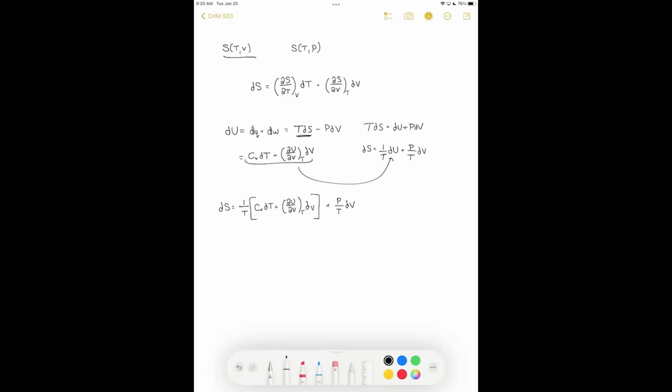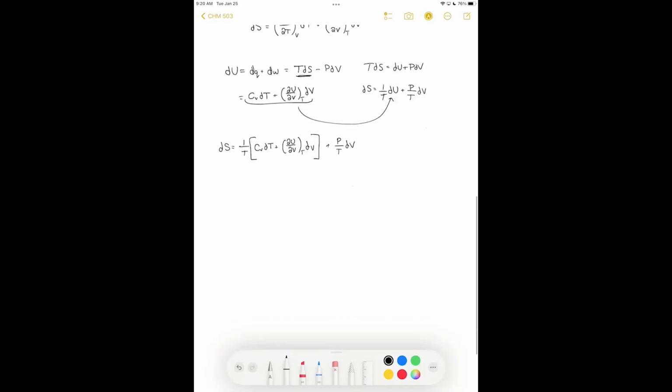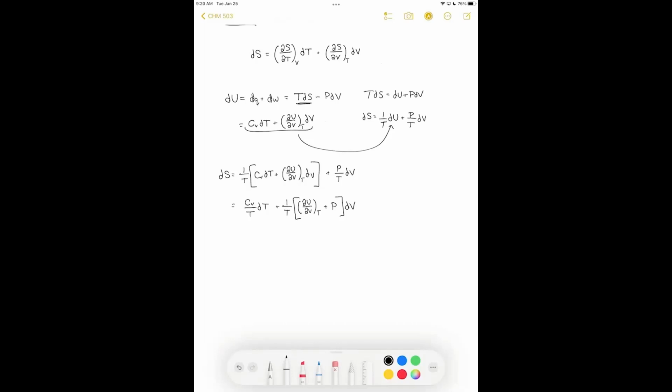So we can rearrange this to group the dV's together, and we end up with the following. We get that dS is equal to Cv over T dT, and then here we have plus 1 over T times the partial derivative of U with respect to volume at constant temperature plus the pressure, dV. If we compare this expression for dS with our initial expression for dS, we find that we have expressions for dS/dT at constant V and dS/dV at constant T.